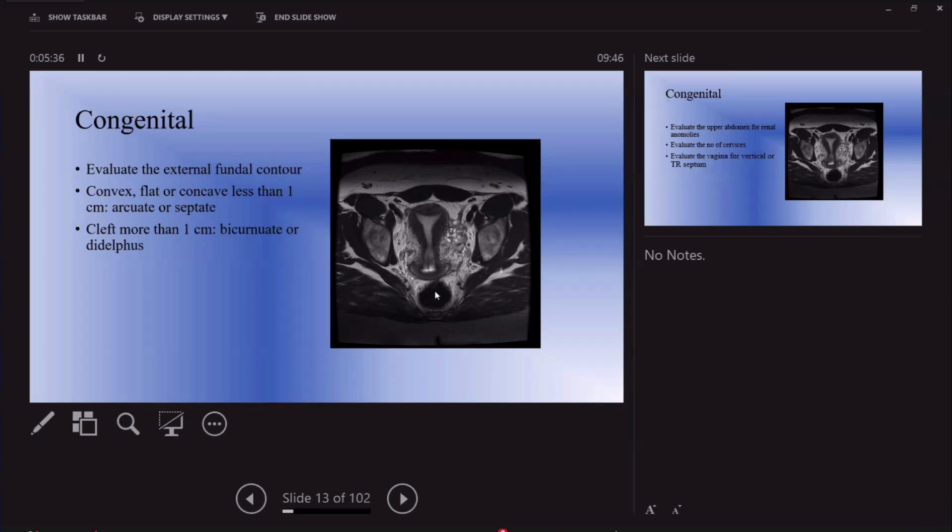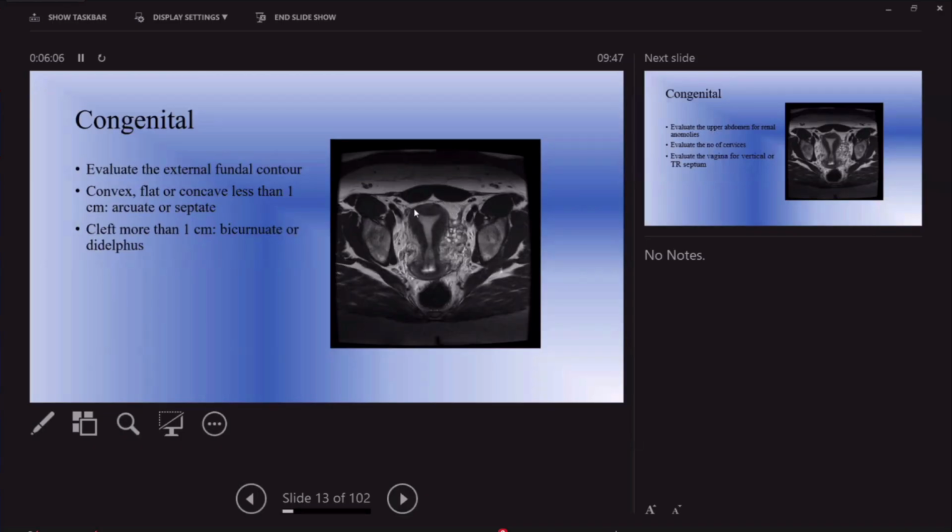So the first thing to evaluate is the external fundal contour along the long axis. When we look here, you can see that in the normal uterus, most of the time you're going to have a convex outer fundal contour, looking like that. So this is your first step whenever you're evaluating a congenital uterine anomaly: look for a convex uterine outer fundal contour.